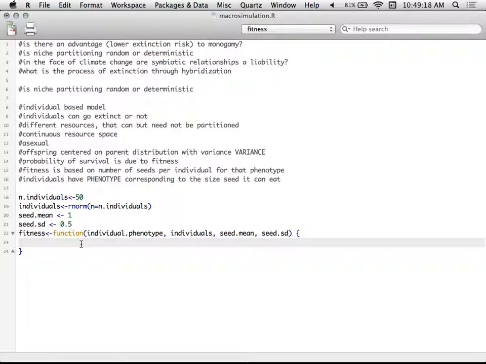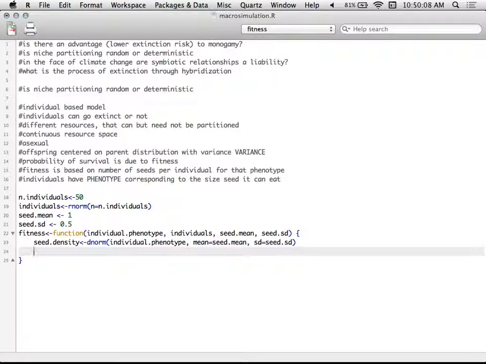Let's see. Any suggestions on this? Nope. Okay. Yes, we're doing this for each individual phenotype, right? Let's see. Okay, how many seeds are at that point? And all I'm doing is getting this height probability space. Okay? So D norm. Okay. That's proportional to how many seeds are at that point. Okay? How do I figure out how many competitors are there?